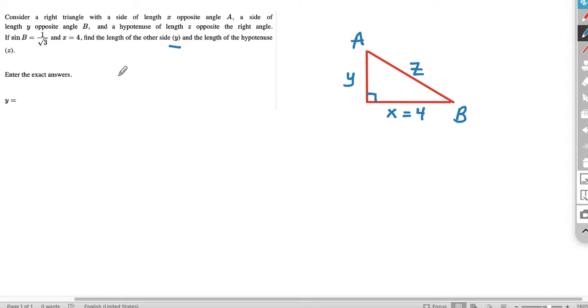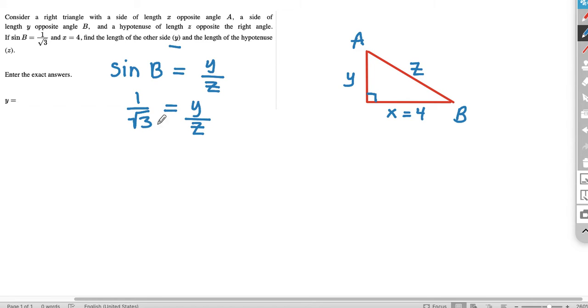So the first thing that we know about sine B, that's opposite over hypotenuse. So it would be y over z, the SOHCAHTOA. So here we have that information, and then we also have that sine B equals 1 divided by square root of 3. So this equals sine B, and so does this. So we'll put it like this.